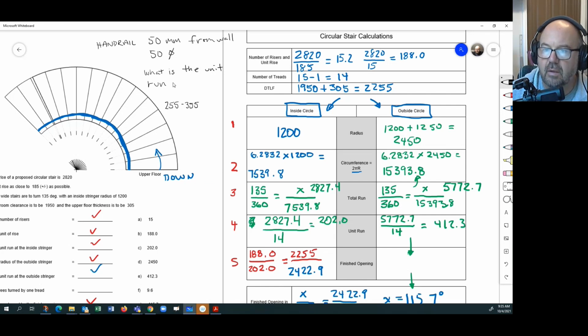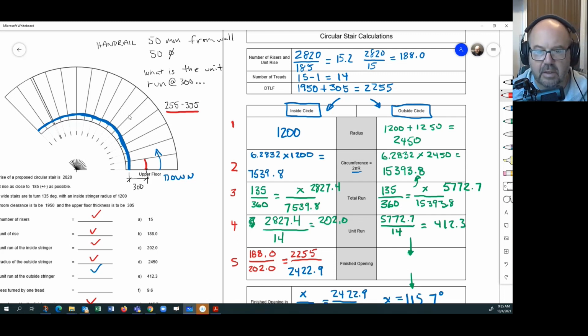What is the unit run at 300? You know what I'm talking about. From the center line of this handrail, 300. We want to double check and make sure that this unit run is within the parameters of these two numbers. Okay, so Kyle says radius plus 375. Just off the top of my head, that sounds correct. Let's give that a go.